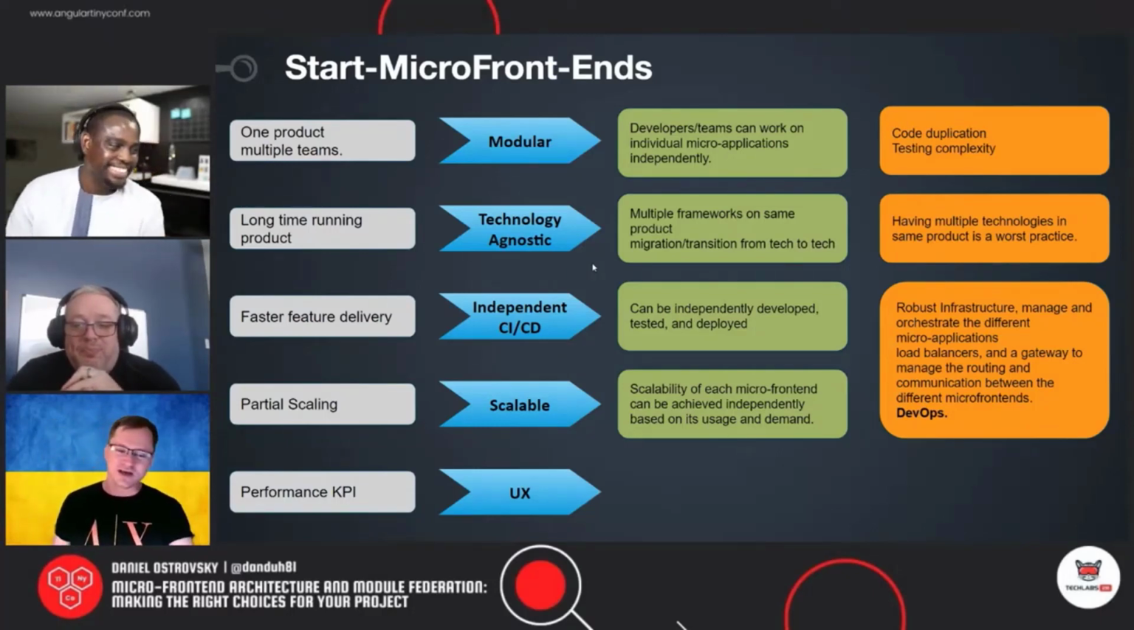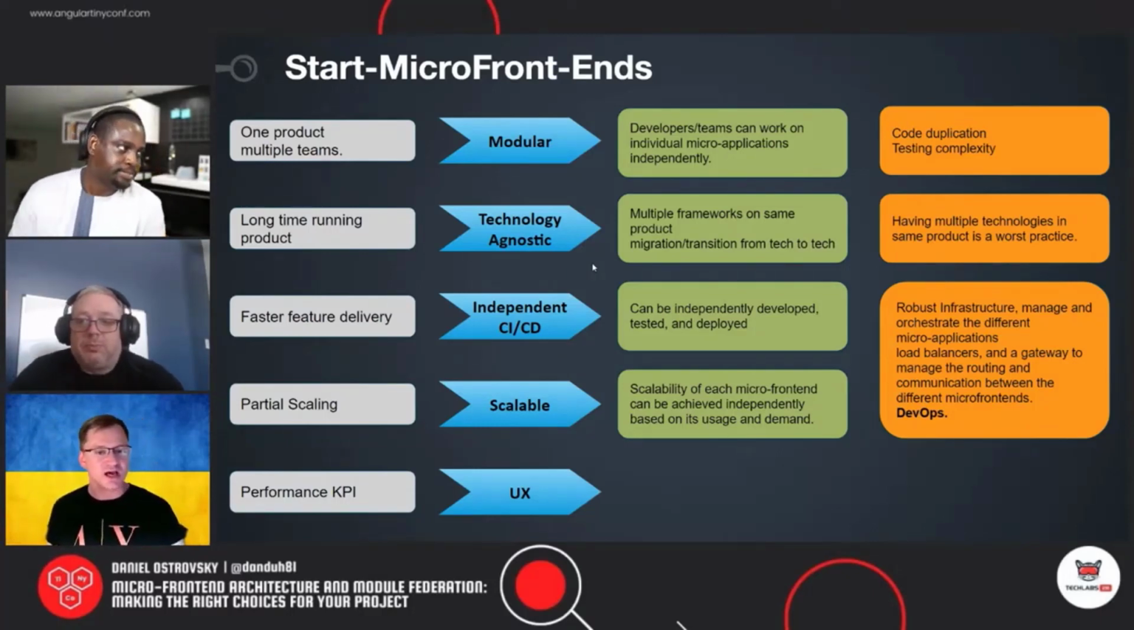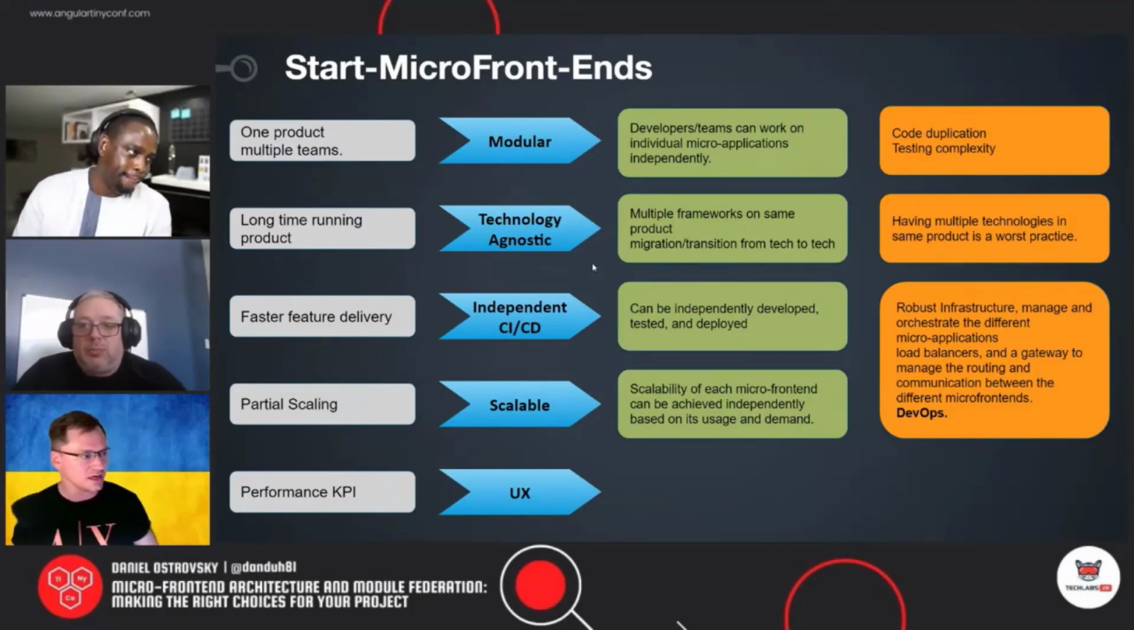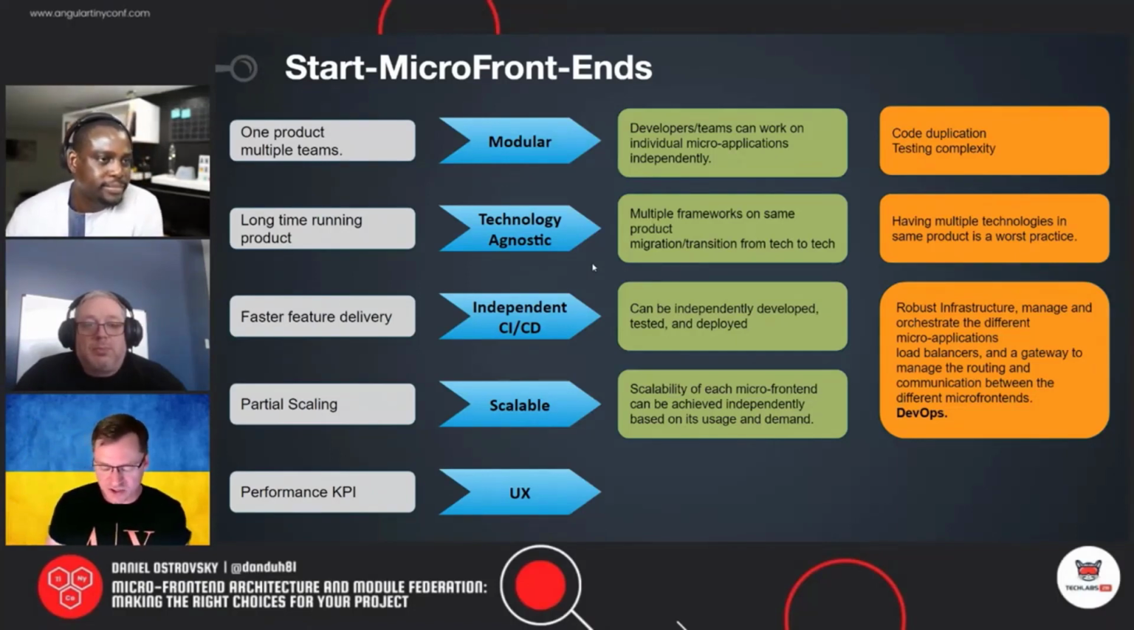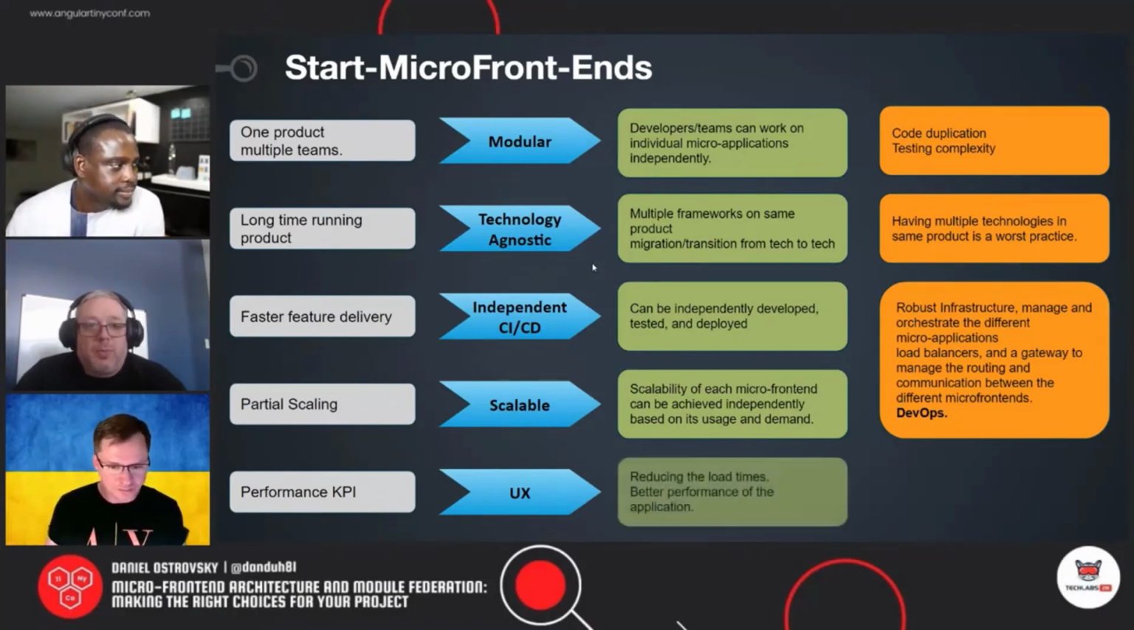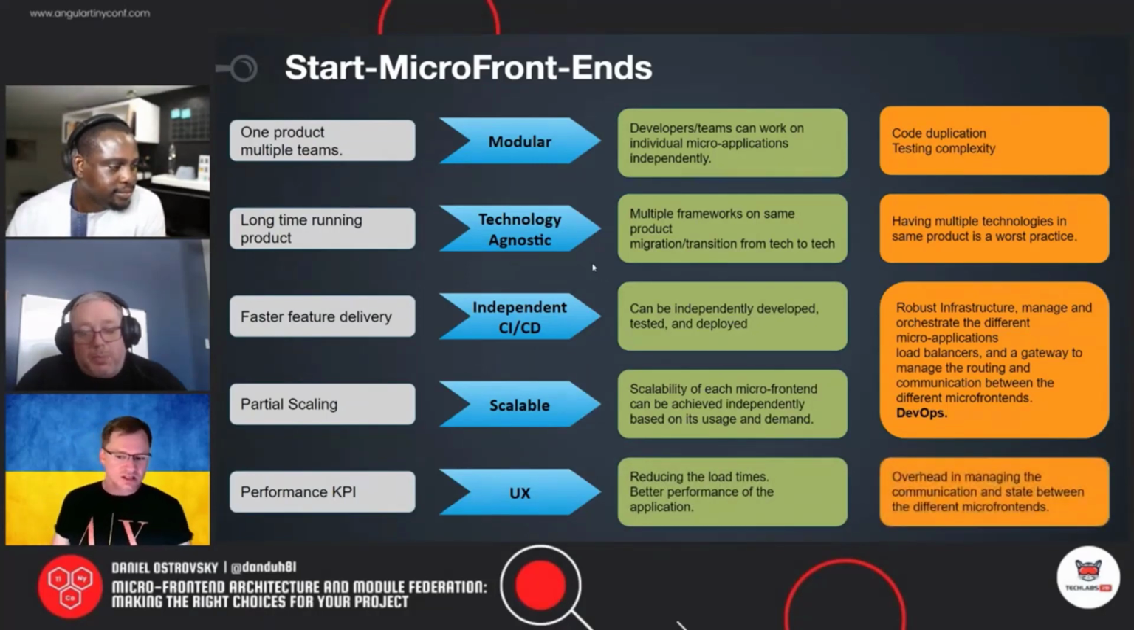User experience, okay, it's about the performance KPI. Sometimes, again, the product can come and say, hey, I want this part to be faster than another one. And again, we can change or adapt it separately by reducing load times and getting better performance. The overhead or trade-off is managing all this state between the different micro-frontends and stuff like this.